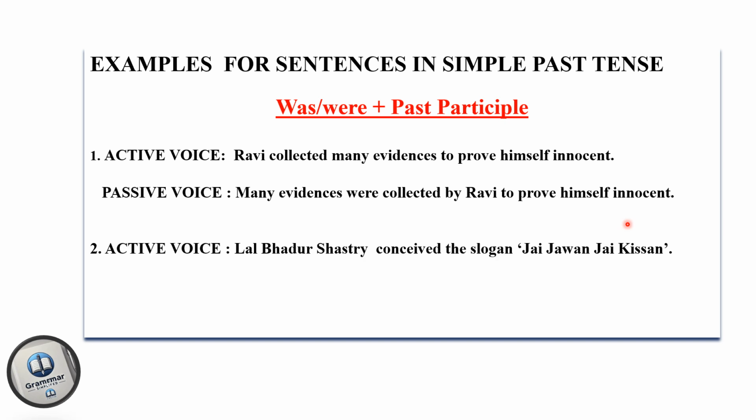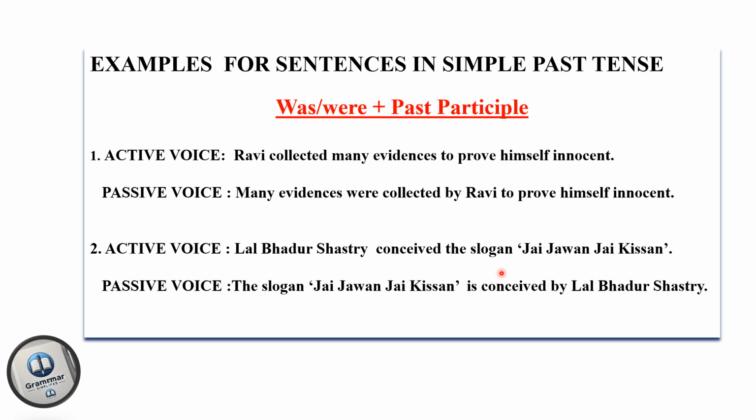Next, one more example. Lal Bahadur Shastri conceived the slogan Jai Jawan, Jai Kisan. Here, Lal Bahadur Shastri is the subject, conceived is the verb, and the slogan Jai Jawan, Jai Kisan is the object. So, the answer is the slogan Jai Jawan, Jai Kisan was conceived by Lal Bahadur Shastri. Next example.